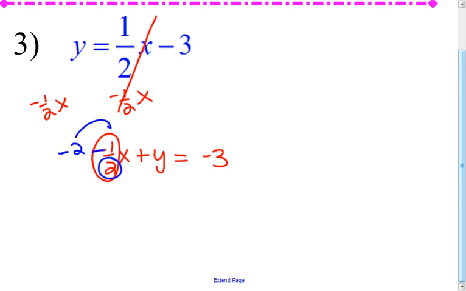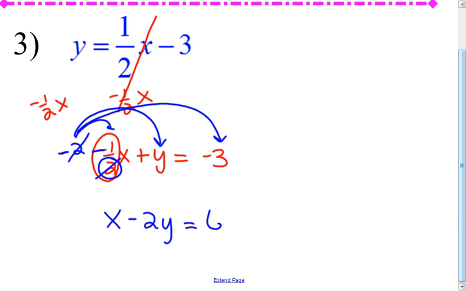When I take this times this, these 2's are going to cancel, and I will have negative 1 times negative 1, which is positive 1x. Here I will do negative 2 times y, which would be negative 2y. And here I will do negative 2 times negative 3, which is positive 6. And now I have no decimals, no fractions. My GCF is 1, and I have a leading coefficient that's positive. So I have met all the requirements.